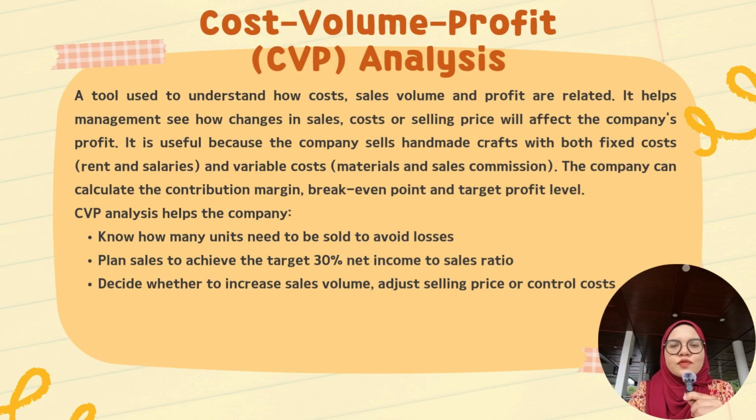Next, we're going to talk about cost volume profit analysis, CVP. What is CVP? Cost volume profit analysis is a tool used to understand how cost, sales volume, and profit are related. It helps management see how changes in sales, cost, or selling price will affect the company's profit. For Heritage Craft Sdn Bhd, CVP analysis is useful because the company sells handmade craft with both fixed costs, such as rent and salaries, and variable costs such as materials and sales commission. By using CVP analysis, the company can calculate the contribution margin, break-even point, and target profit level.